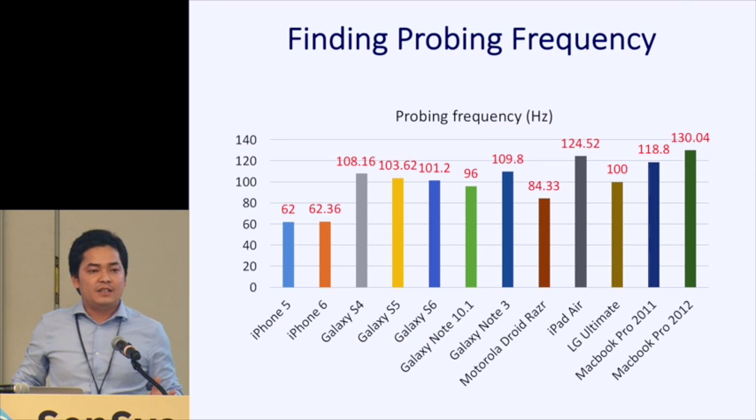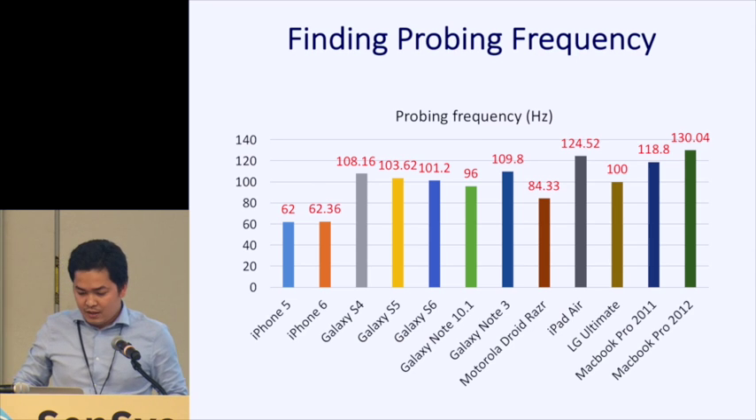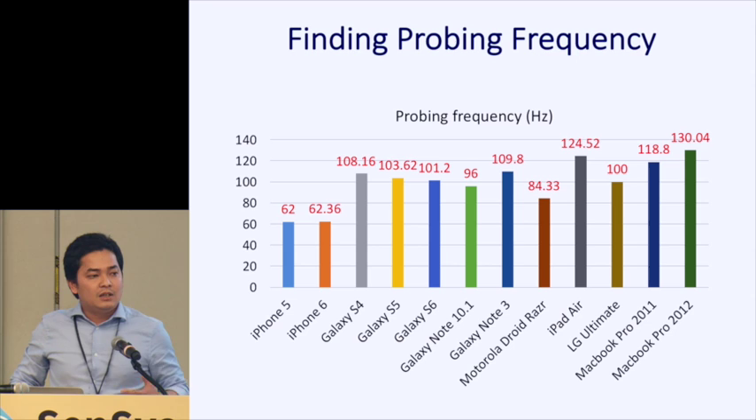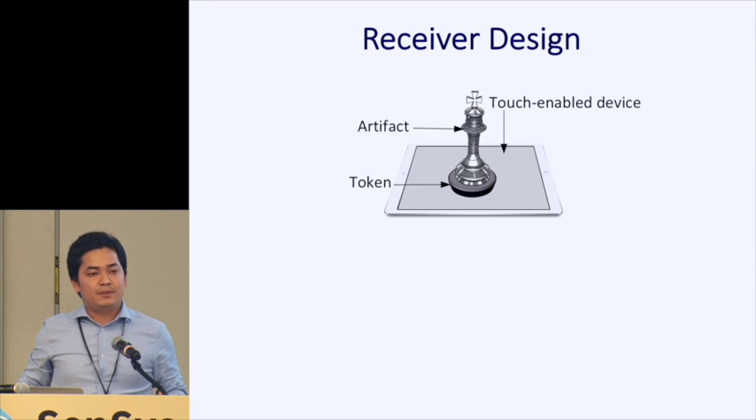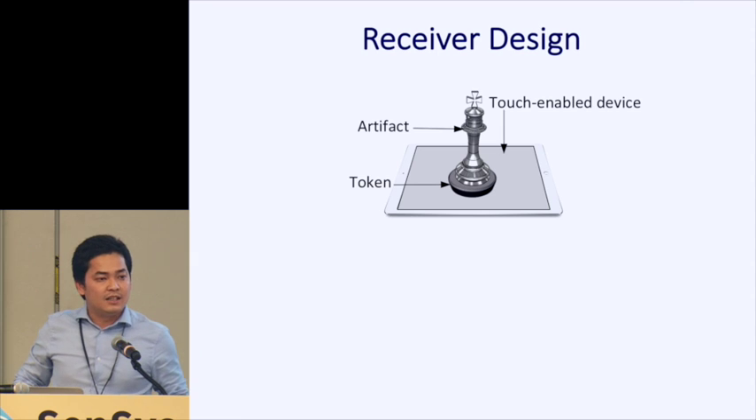So now we have the transmitter ready. The transmitter already knows which frequency it needs to vary the capacitance so that it is understandable and measurable efficiently by the receiver. So the next step is how to design the receiver that captures the capacitance variation on top of its surface. The idea is simple. We only need to capture the capacitance variation and then modulate it into the bit sequence.